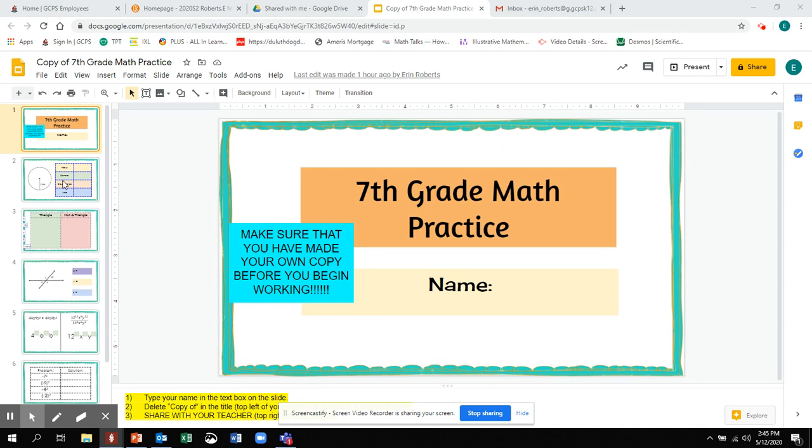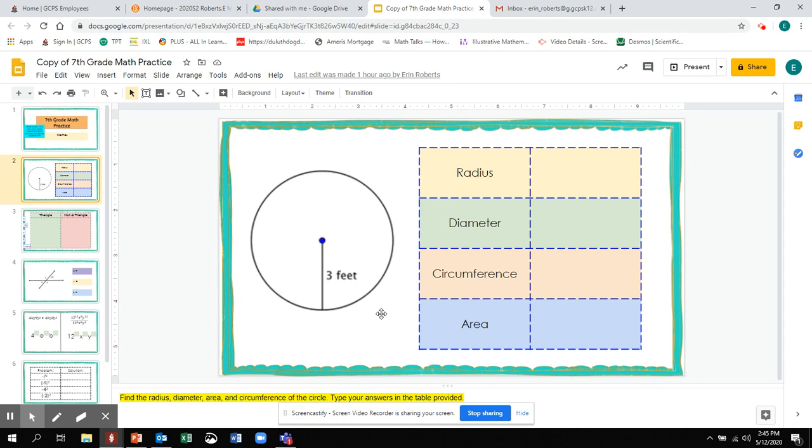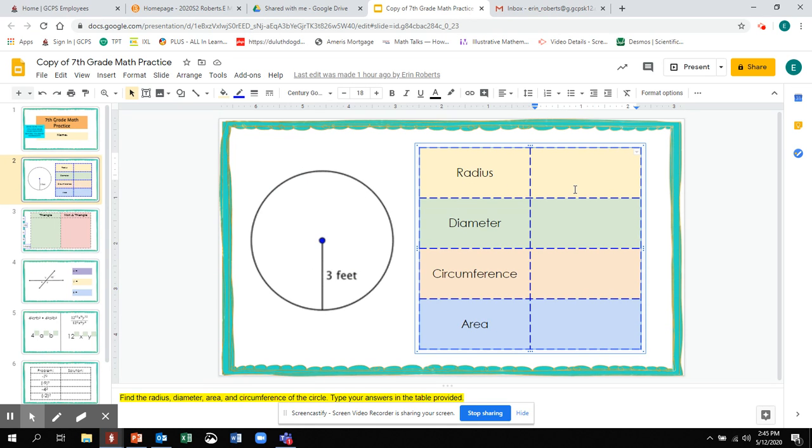We're going to start with the circle on the first slide. So on this slide, we notice that we have a circle, and this measurement that goes from the midpoint to the edge is 3 feet. Well, we know that if we go from one edge to the middle of the circle, that is the radius. So the measure of the radius of this circle is 3 feet.